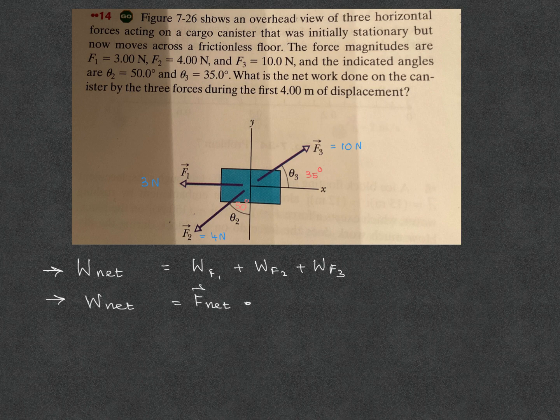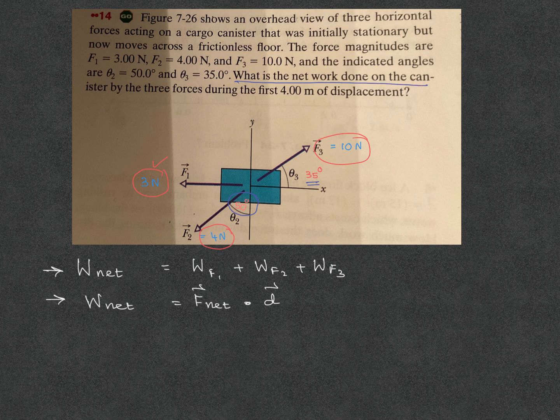dotted to displacement. When you read the problem, you can see that F1 is given as 3 newtons, F2 is given as 4 newtons, and F3 is given as 10 newtons. And also we have theta 3 given as 35 and theta 2 given as 50 over here. So we got all those things. However, we don't know what direction it is moving.